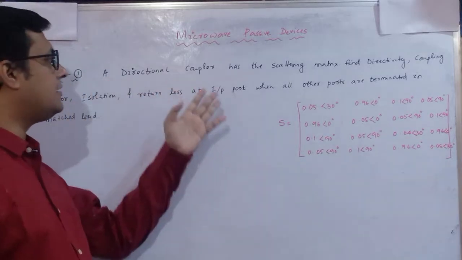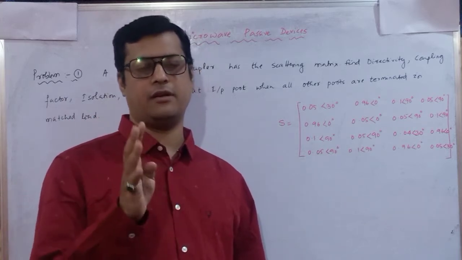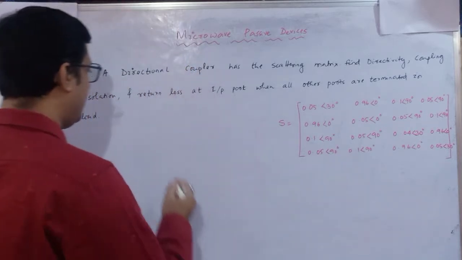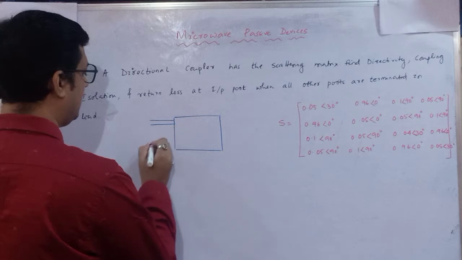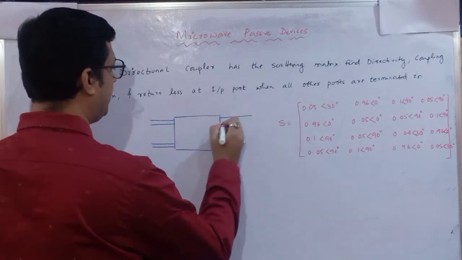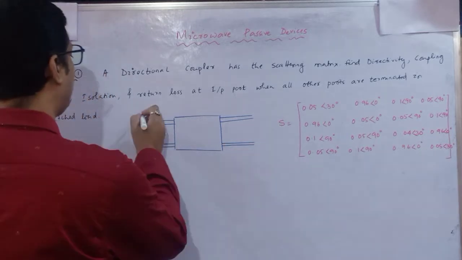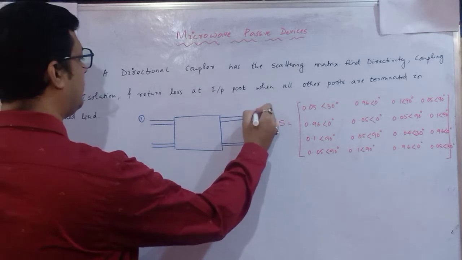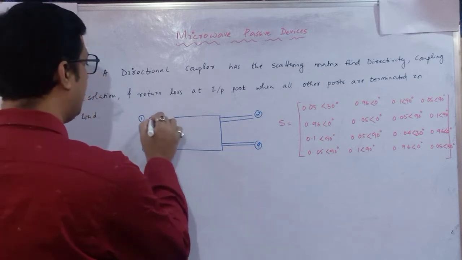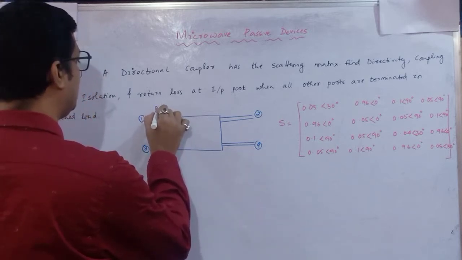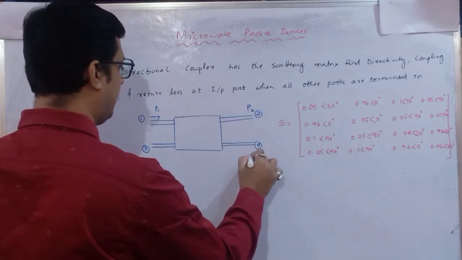A directional coupler has the scattering matrix. So this is the scattering matrix, and a directional coupler is a 4-port device, as we have seen. The first 2 ports are with respect to the primary arm, and the second 2 ports are with respect to the auxiliary arm. If you consider this as port 1, this is port 2, this is port 3, and this is port 4. Now if you feed the power at port 1, this is P1, power available at port 2 is P2, and power available at port 4 is P4.